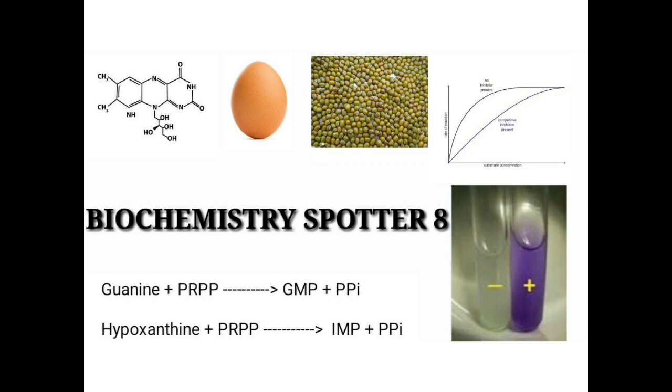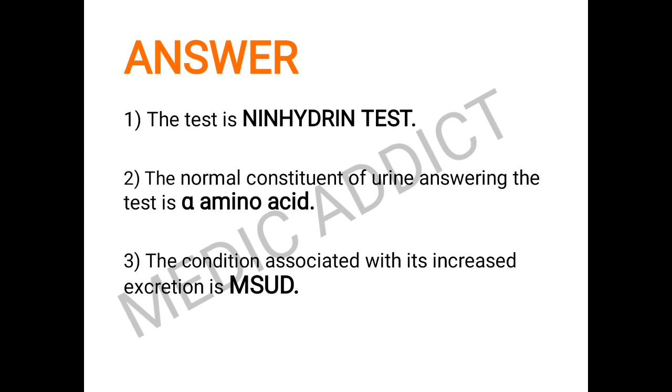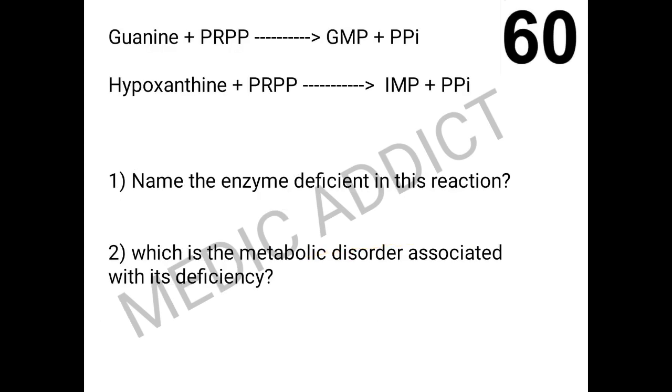So let's begin with the last part. Based on the given test tube, we have to identify the test. We have to name the normal constituent of the urine answering this test and name the condition that is associated with its increased secretion. So the given test is the ninhydrin test, and the normal constituent of the urine answering this test is the alpha amino acid. The condition associated with its increased secretion is MSUD, that is maple syrup urine disease. Let's look to the next spot.